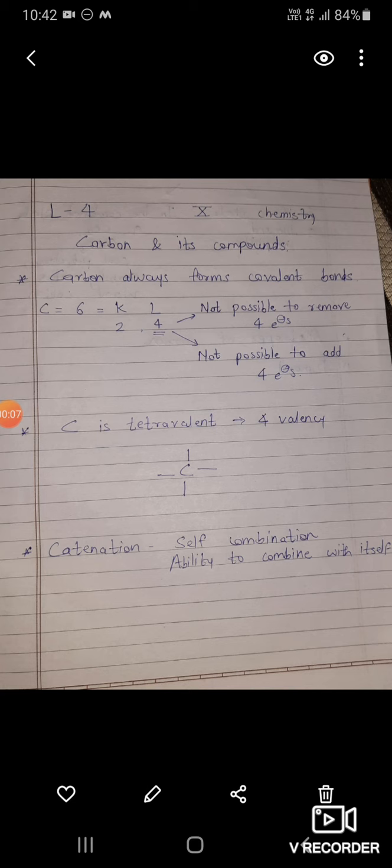You all know very basic things about carbon. Carbon is an element. The symbol of carbon is capital C. It is a non-metal. The name of carbon is derived from the Latin word carbo, which means coal. This is because carbon is the main constituent of coal.